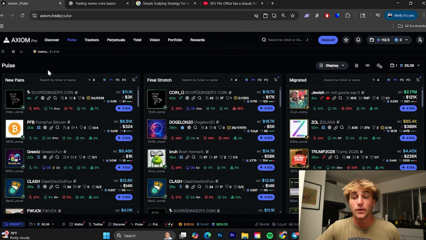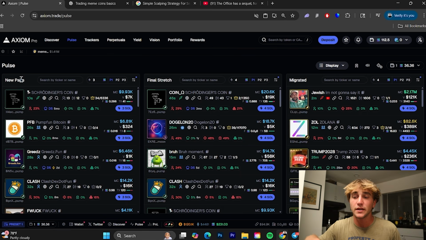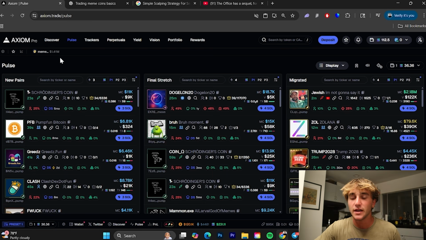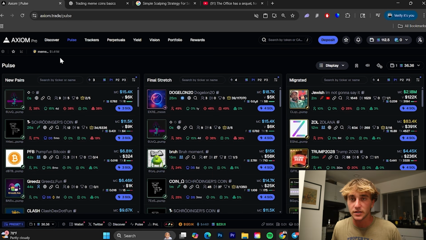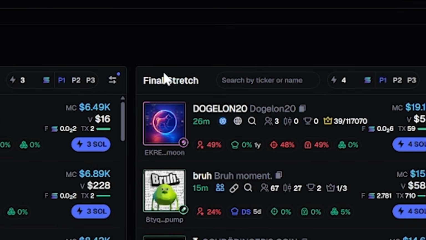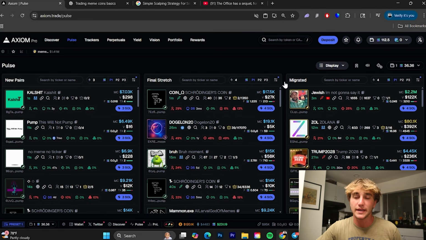A lot of the time when you're scalping, you're not going to be using new pairs. The reason is that these new pairs are very risky, and the chance that you lose money is much higher. So for the most part, I would stay away from new pairs if you're going to be trading these meme coins and trying the strategy out for yourself. Especially if you don't want to take as much risk, new pairs is a very dangerous area to trade in. So what we're going to be focusing on is this middle column, because a lot of these coins will pump, have that pullback, and then we can enter.